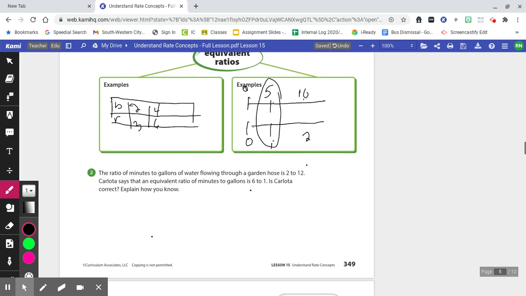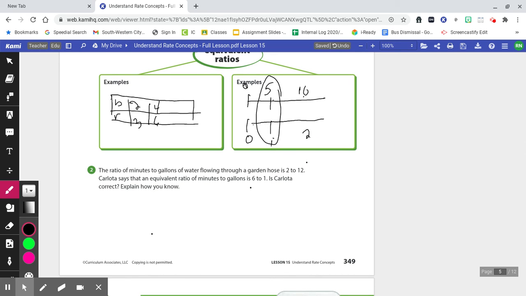Okay, so let's continue. Let's think about this one. The ratio of minutes to gallons of water. Pay attention to the order. We have minutes to gallons that flows through a garden hose is 2 to 12. So 2 represents my minutes, 12 is my gallons. Carlotta says that the equivalent ratio of minutes to gallons is 6 to 1. Is she correct? What do you think? Write down your answer.